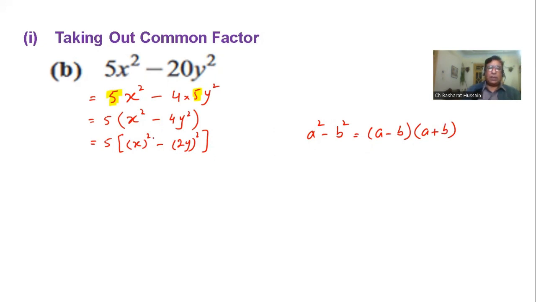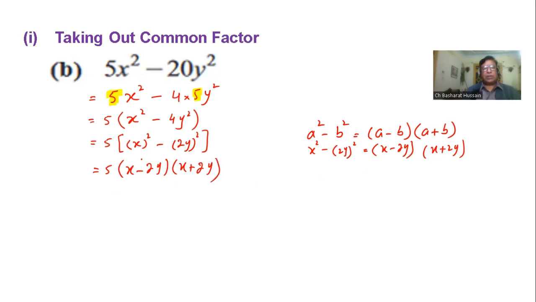Now we can write x square minus 2y whole square as per this identity. First we write it as a minus b, so x minus 2y, because b is 2y, and then x plus 2y. So x minus 2y and x plus 2y. This is the complete factorization of 5x square minus 20y square.